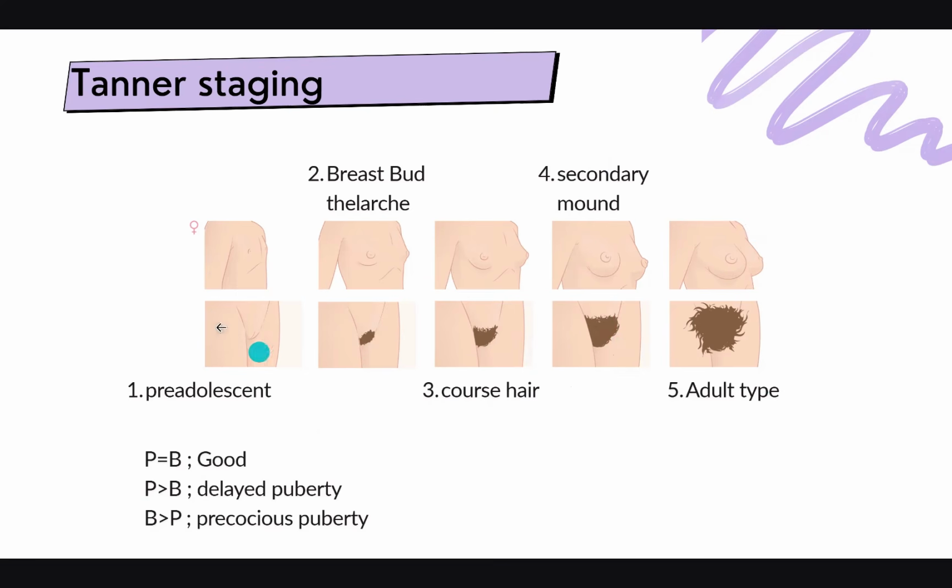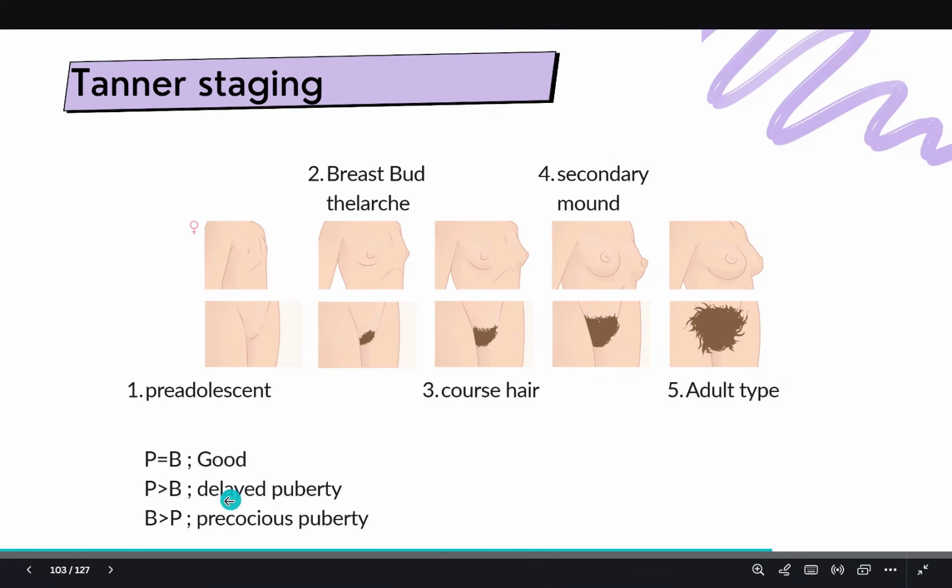Now, normally you expect the pubic hair and the breast development to be linked together and in the same stage. This is the normal development. But sometimes the pubic hair develops more than the breast development. Why? This happens when there are low levels of estrogen, and low levels of estrogen are happening because of delayed puberty. So if the pubic hair is more developed than the breast development, the person is having delayed puberty.